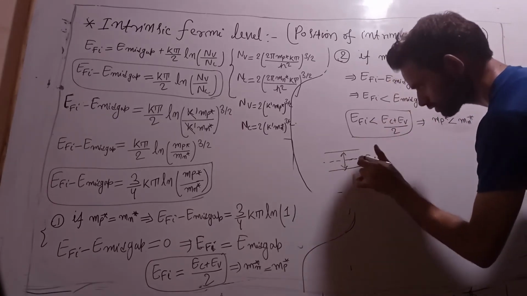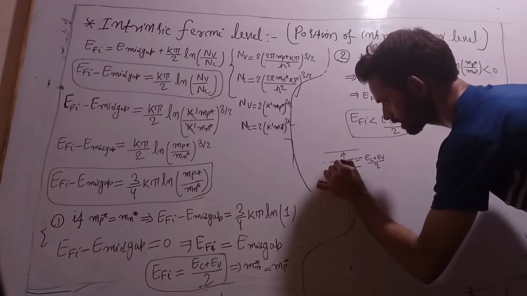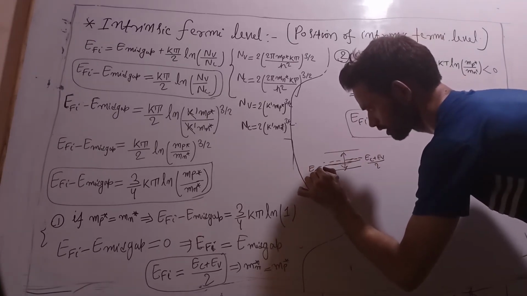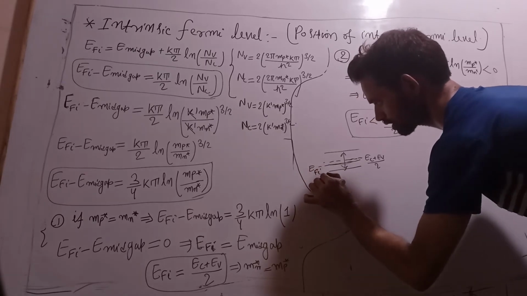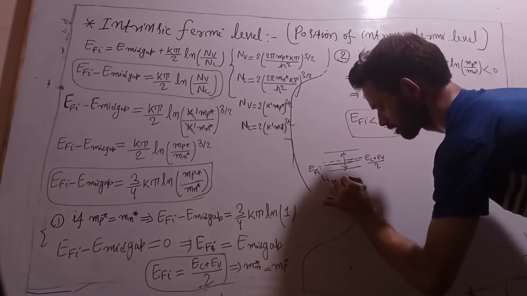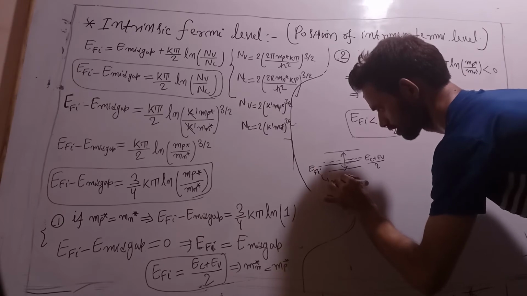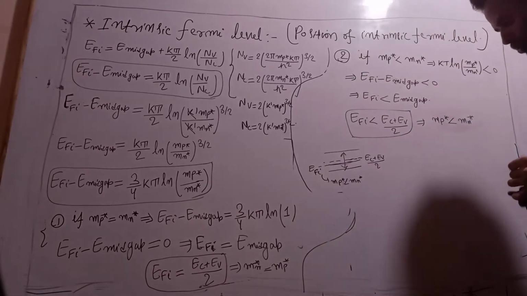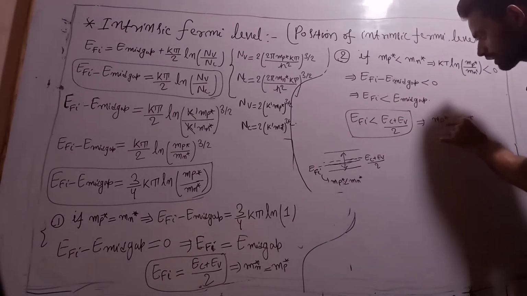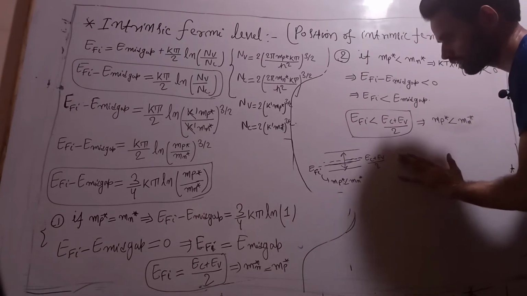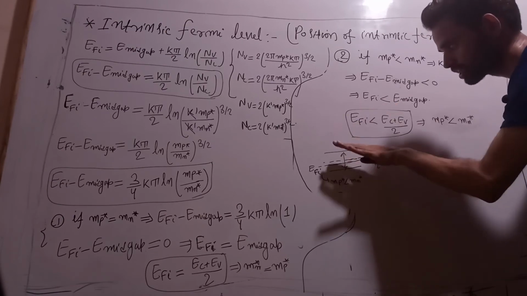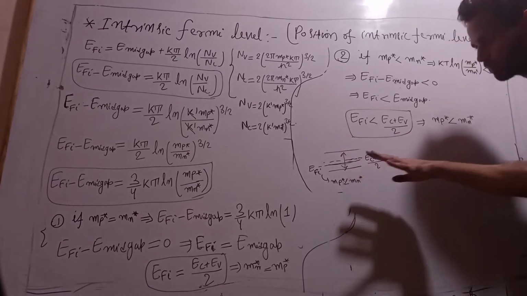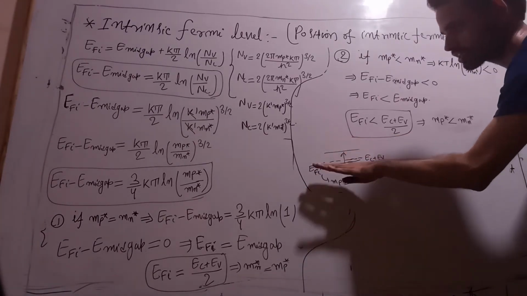Now this time, EFi will lie somewhere here. This is my EFi, for Mp* less than Mn*. So when Mp*, the effective mass of hole, is less than the effective mass of electron, that time the Fermi energy level lies just below the center of the forbidden energy band gap.